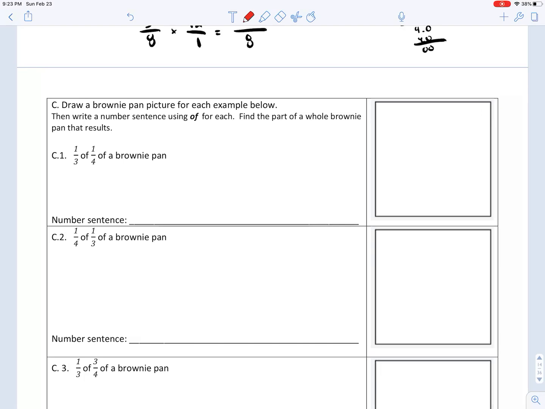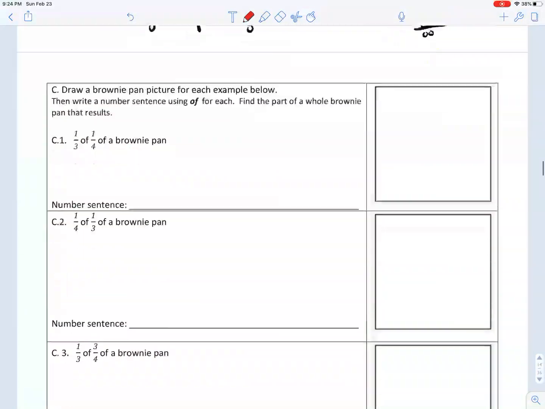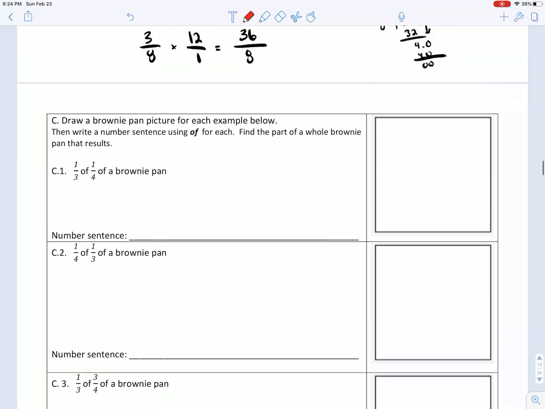The first thing that you should always do is read the directions. It says, draw a brownie pan picture for each example below. So it looks like we're using our brownie pans. Then write a number sentence using of for each. Find the part of a whole brownie pan that results. So 1/3 of 1/4 of a brownie pan. So remember how we broke those down into steps in the problems up here? So it looks like the first thing we're going to do is, well, how much brownie is actually in the pan? And I think this right here tells us that it's 1/4 of a brownie pan. So going vertically, I'm going to split my brownie pan into fourths.